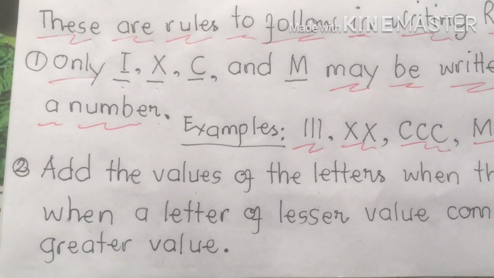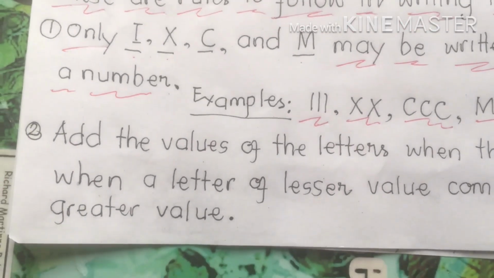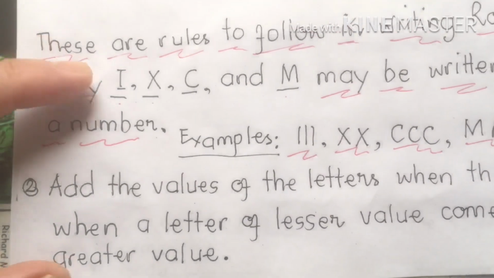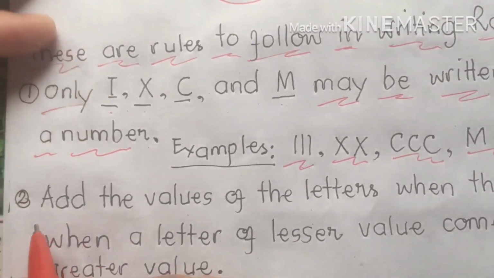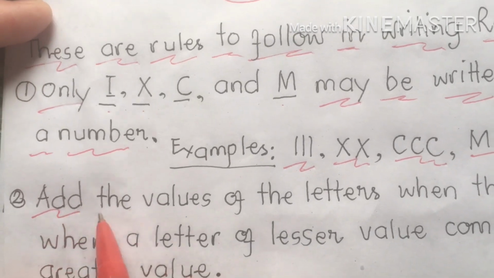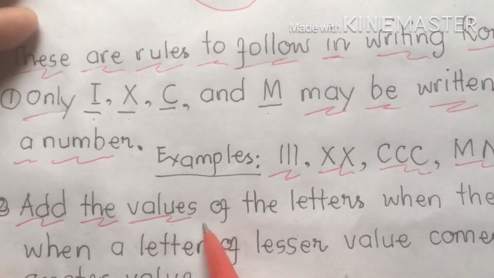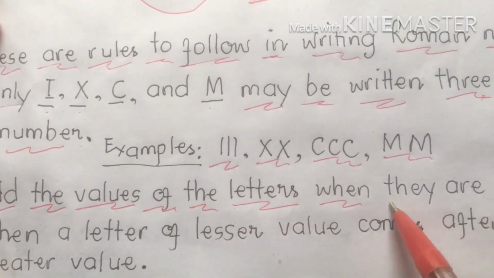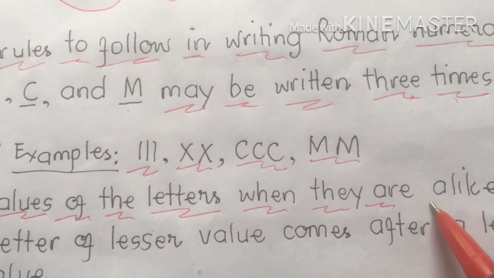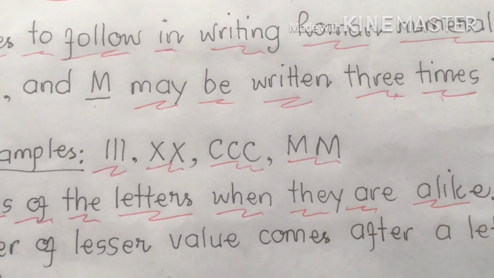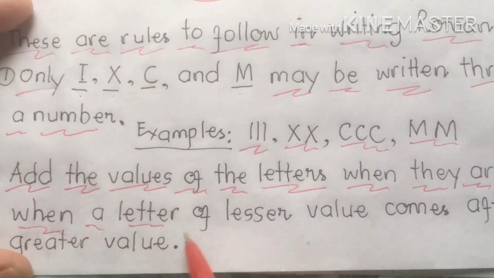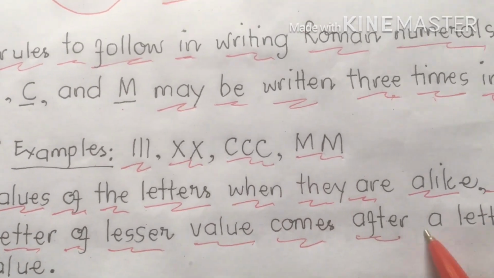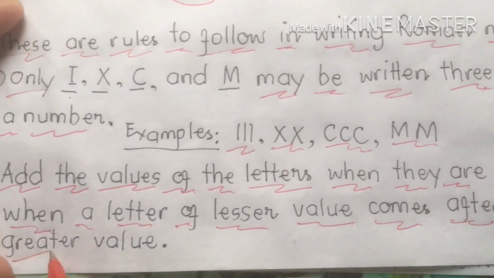That was for the first rule. You can rewrite it or you can use it thrice. Three times. Here we go, we're going to proceed to rule number 2. Add the values. We can add, join together, the letters when they are alike, or when a letter of lesser value comes after a letter of greater value.